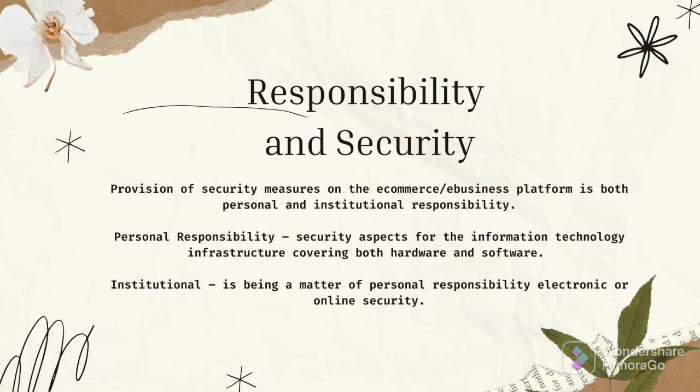Next is institutional responsibility. Being a matter of personal responsibility, electronic or online security is important because online merchants or any other host computers, particularly those connected through LAN or WAN, have to see to it that hardware and software are protected. Some of the contents in the company's databases are considered private or confidential and accessible only to authorized parties, and much more than simply providing security words to protect the confidential database.